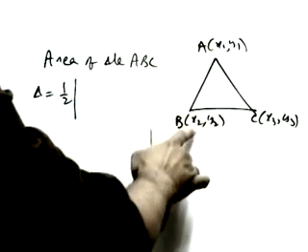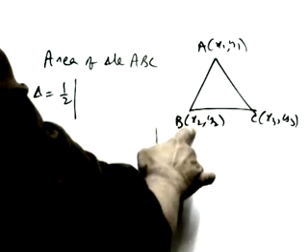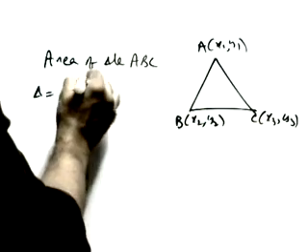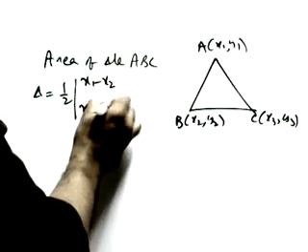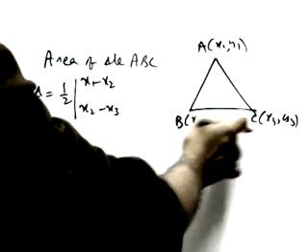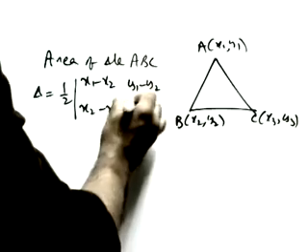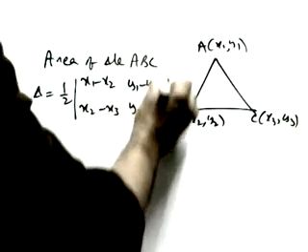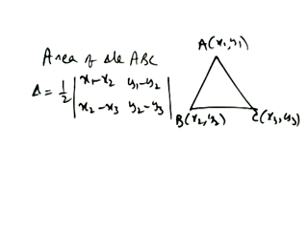Half of mod, easy to learn by heart: x1 minus x2, x2 minus x3, like this. In the same way, y1 minus y2, y2 minus y3. So there are many formulas, I just prefer this one.